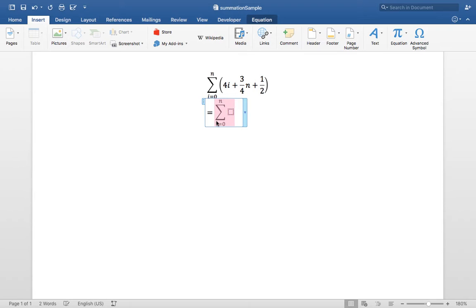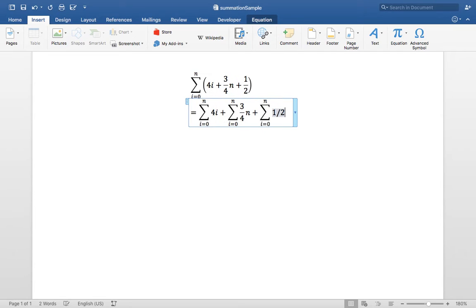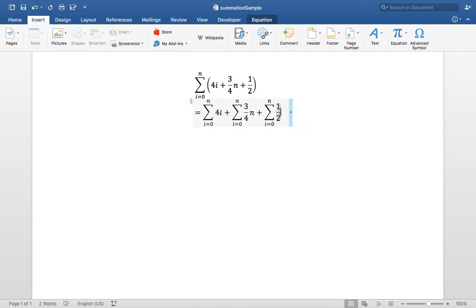And I'm actually just going to copy this. So we have 4i, that's our first term. There's our second term. And then finally we have our third term. Great. Oh my gosh, what's happening?